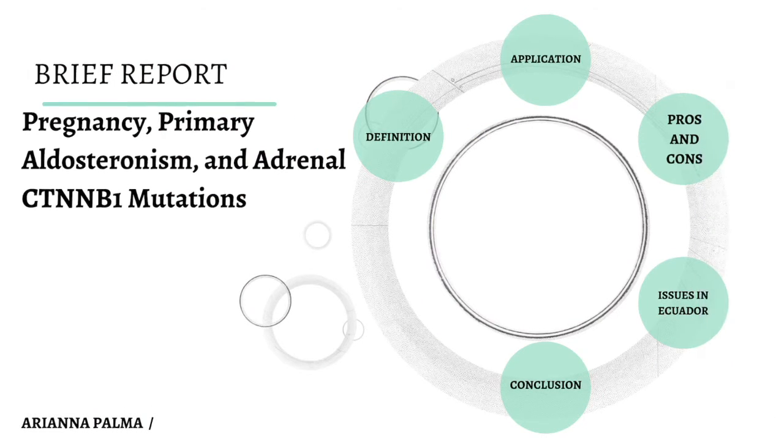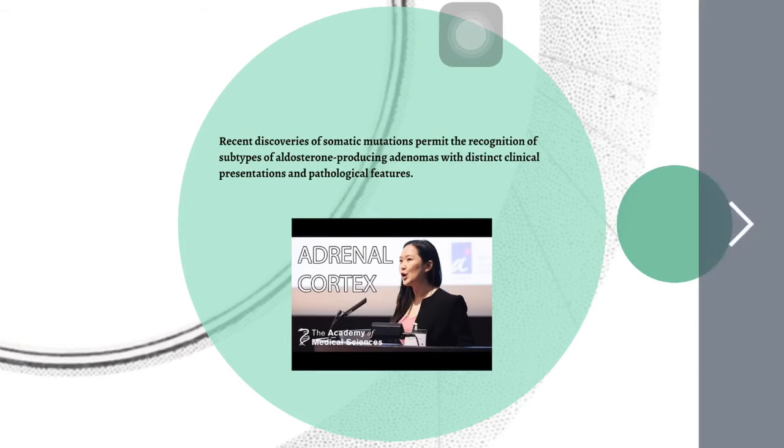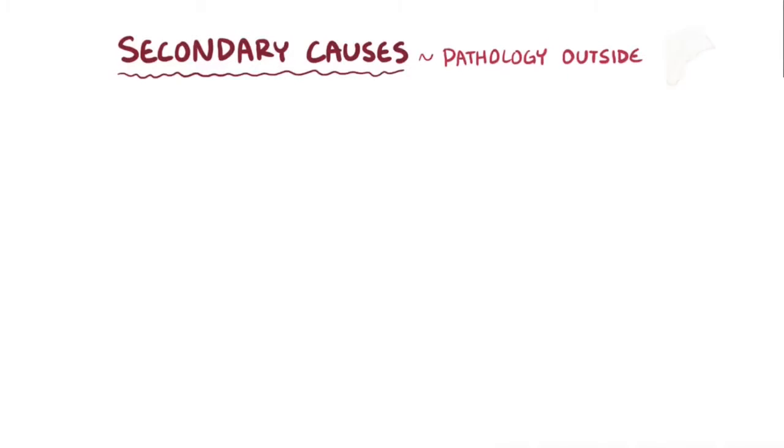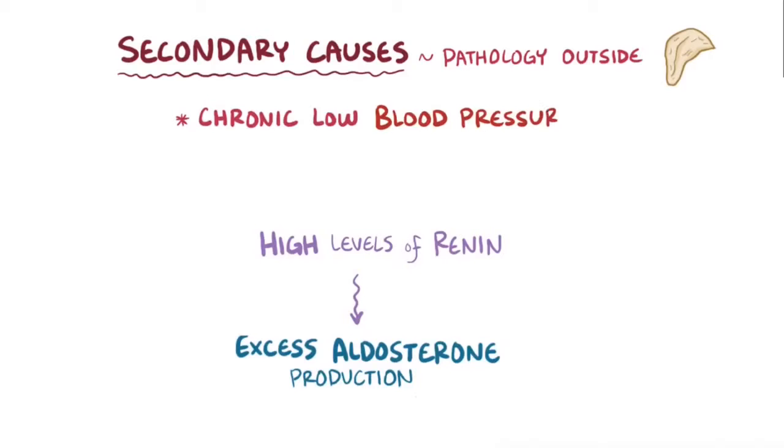Issues in nuance. Recent discovery of somatic mutations permits recognition of subtypes of aldosterone-producing adenomas with distinct clinical presentation and pathological features. Hyperaldosteronism can also be due to secondary causes, where the pathology lies outside the adrenal gland. Secondary causes are usually due to excess aldosterone production in response to high levels of renin. This might happen when there's a chronic decrease in blood pressure, like in congestive heart failure or cirrhosis.